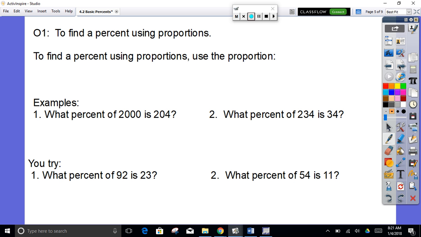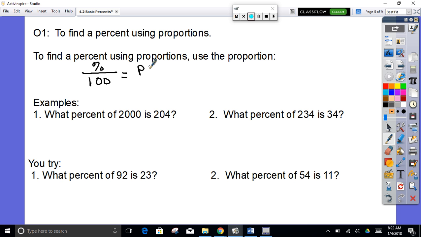Okay, so objective 1, to find a percent using proportions. We're always going to use this proportion. We talked yesterday about how when we have a number like 53%, that means 53 out of 100. So we're always going to take whatever the percent is, write it over 100. And if we look at this percent over 100, our ratio has part of it over the whole thing. So if we had 53%, we have 53 over 100. That's 53 is the part, 100 is the whole.